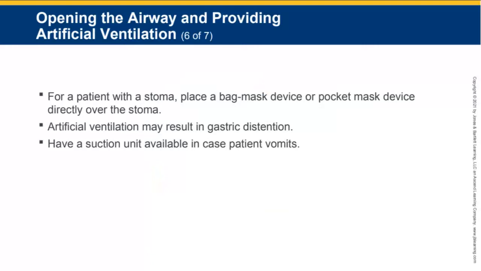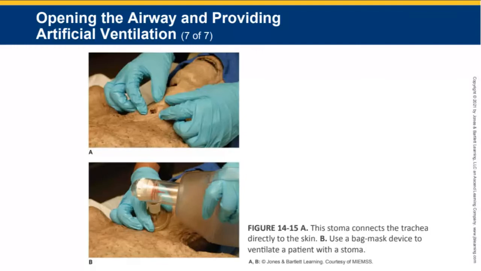For a patient with a stoma, place a bag mask device or pocket mask device directly over the stoma. Artificial ventilation may result in gastric distension. Have a suction unit available in case the patient starts to vomit. So this slide depicts a patient with a stoma and breathing through the stoma.